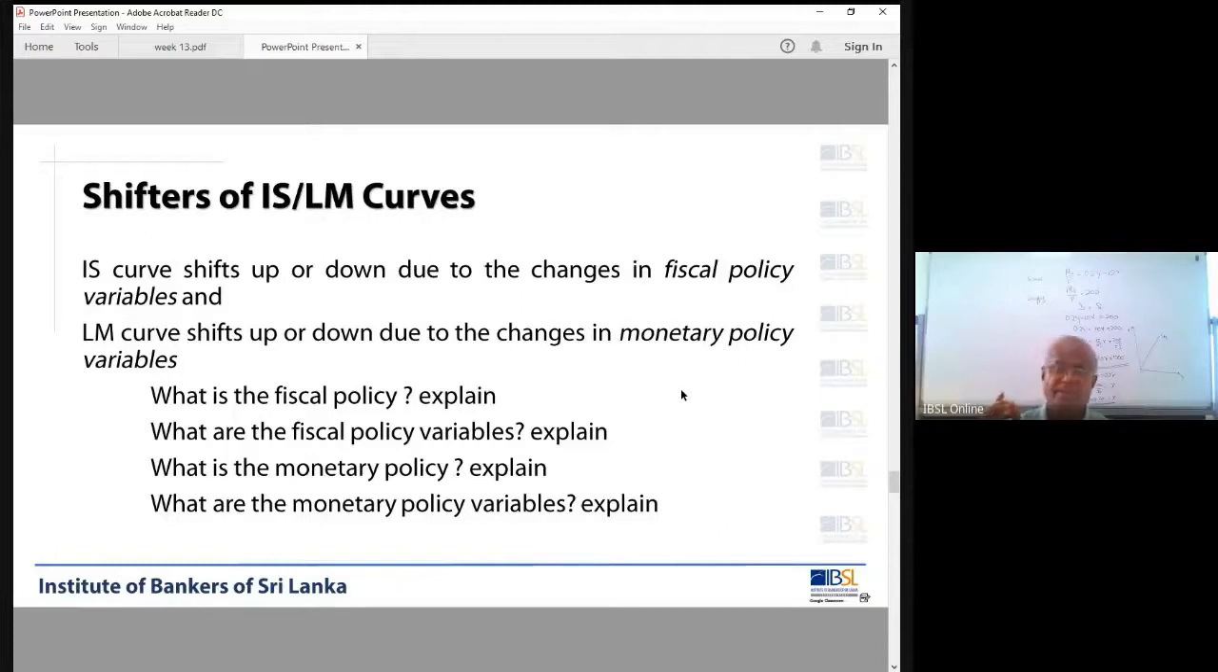Fiscal policy variables are called the conscious policy implemented by the government or the treasury to influence the government's revenue and expenditure, and the financing through that, to affect the GDP. Tax policy and expenditure policy.